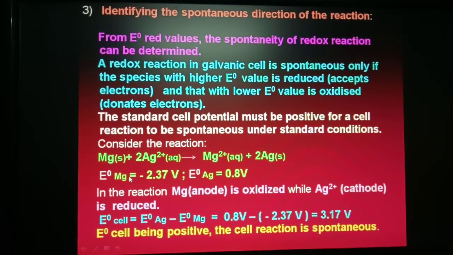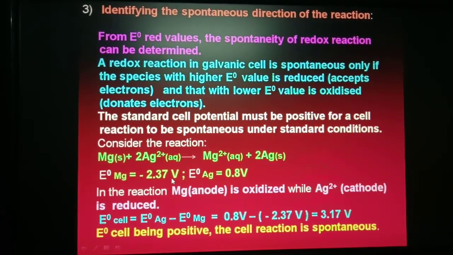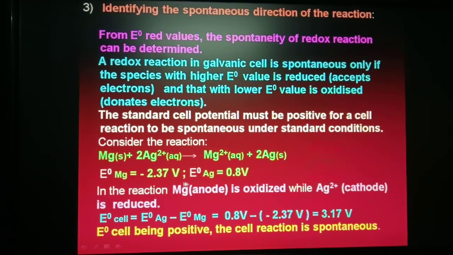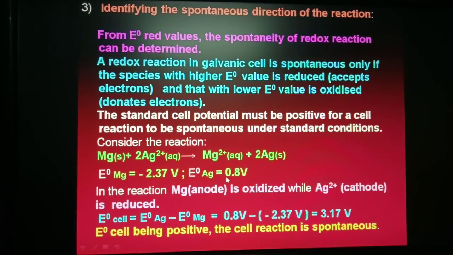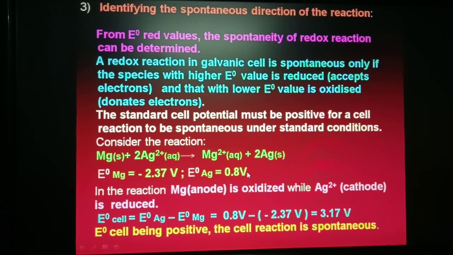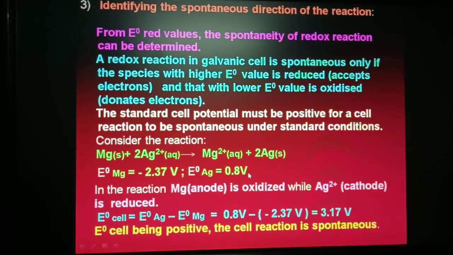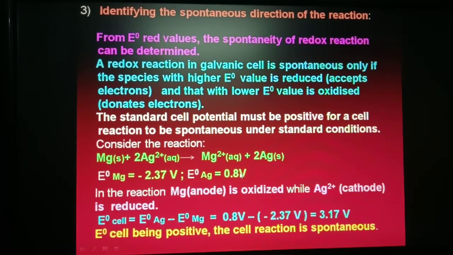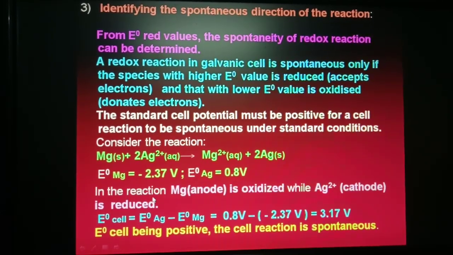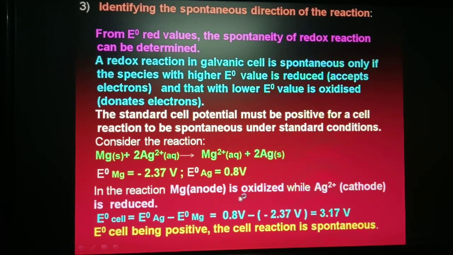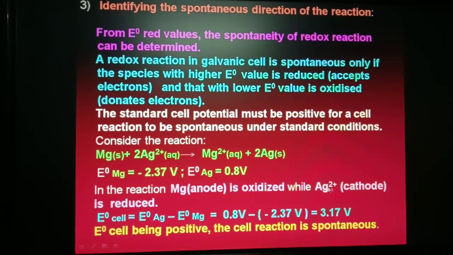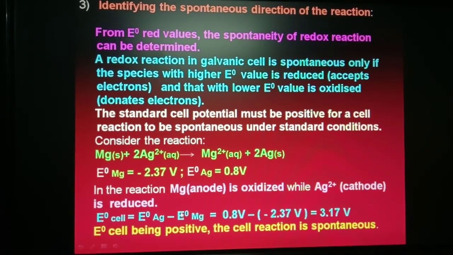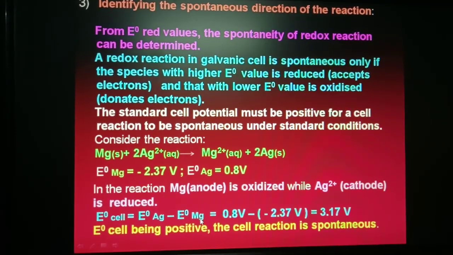So, E0 Mg will be equal to minus 2.37 volt from the EMF series, and E0 Ag is equal to 0.8 volt, also from the EMF series. The values are reported in the EMF series, that is the chart shown previously. In the reaction, magnesium, that is the anode, is oxidized while Ag+, that is the cathode, is reduced. So, E0 cell is equal to E0 Ag minus E0 Mg.